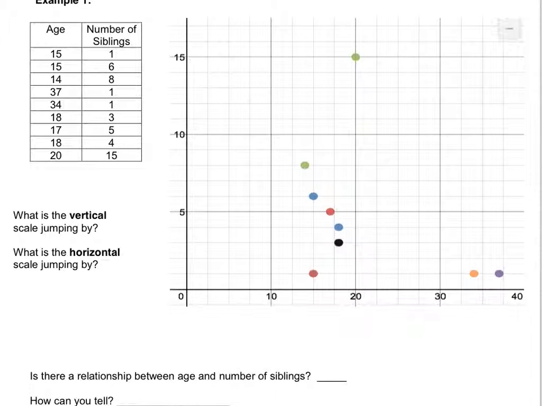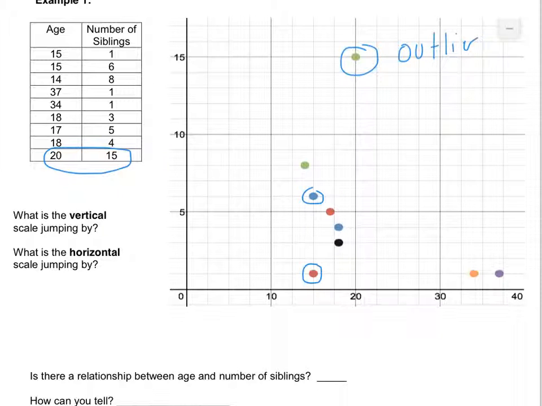And then I went and graphed all of that data. So I have a scale at the bottom, and here's my first. Someone who's 15 who has 1 sibling. Here's someone who's 15 and has 6 siblings, and so on. I even have someone who is 20 years old and they have 15 siblings. This point here is very interesting. Not many people have 15 siblings, so I would call this an outlier. It's different from the rest of the information.